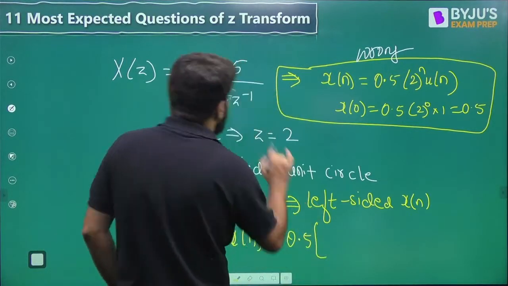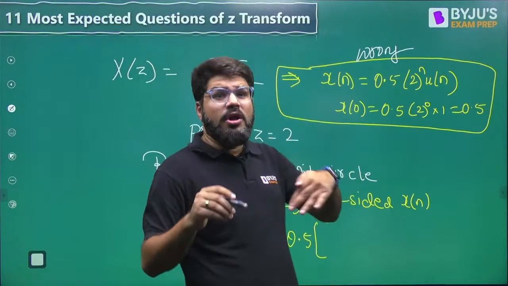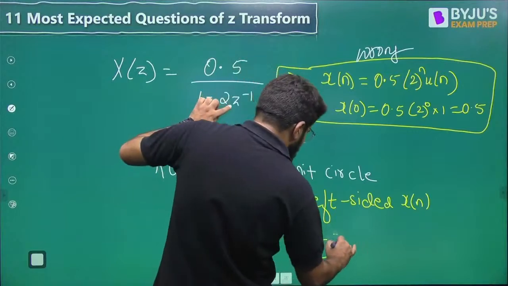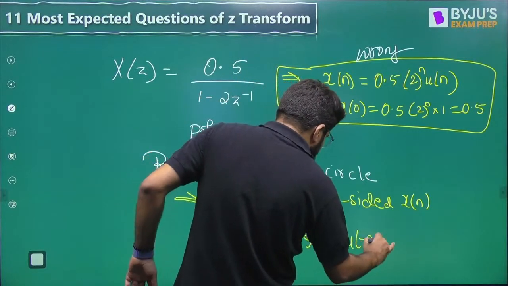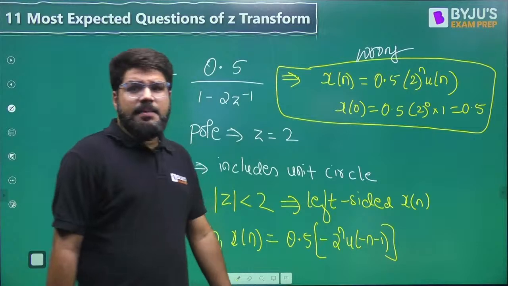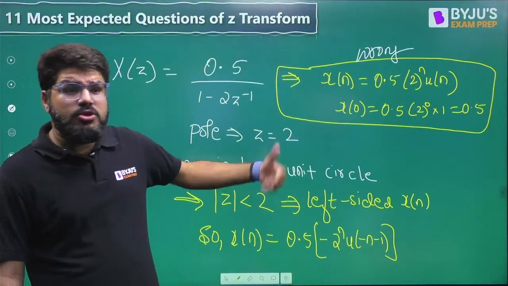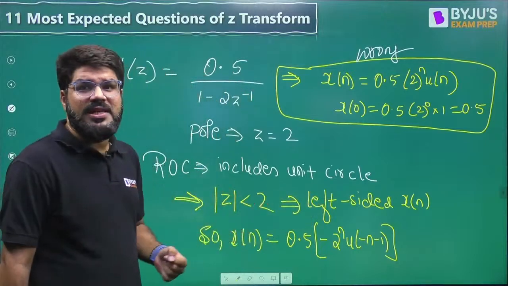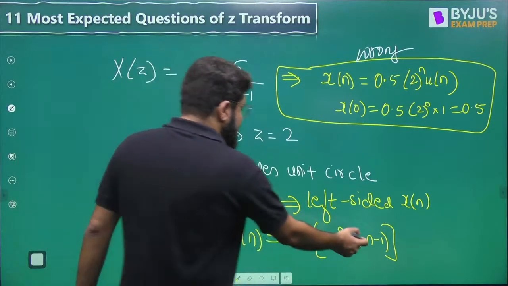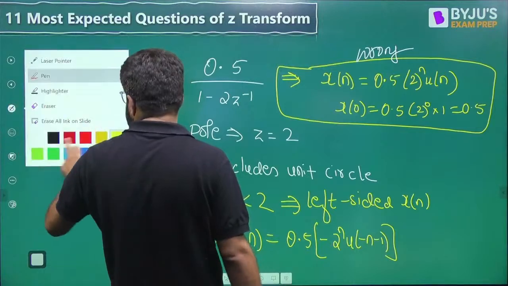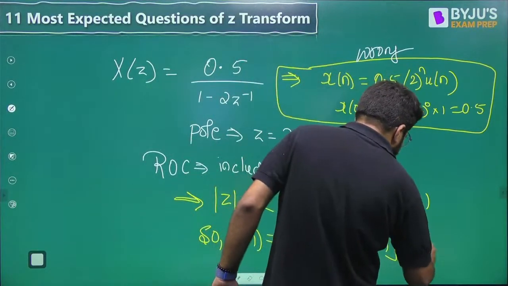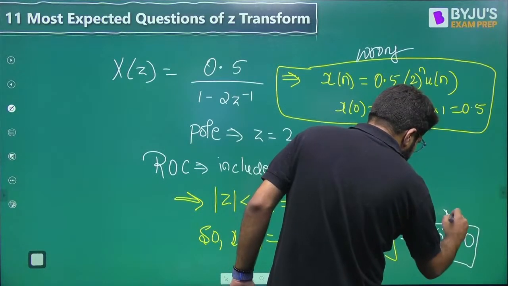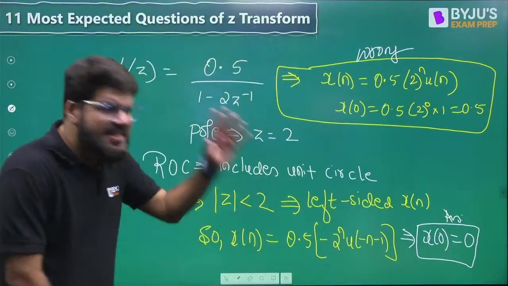0.5 को तो separate रखते हैं. 1 upon 1 minus az inverse is also the z transform of minus a power n, minus 2 power n, u of minus n minus 1. Minus a power n u of minus n minus 1 also has the same z transform, 1 upon 1 minus az inverse, but with the interior ROC, left-sided ROC. So u of minus n minus 1, we all know, starts from minus 1. So what should be the value of x0? It is 0.